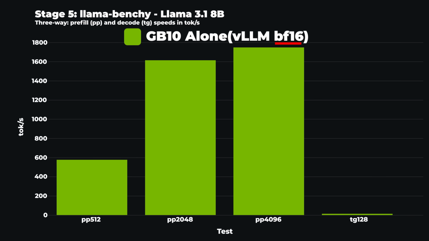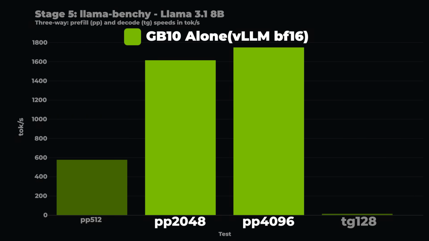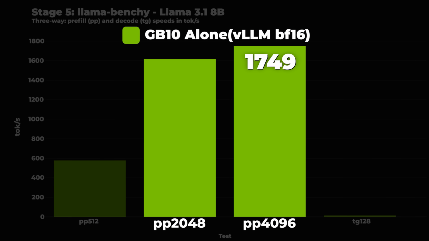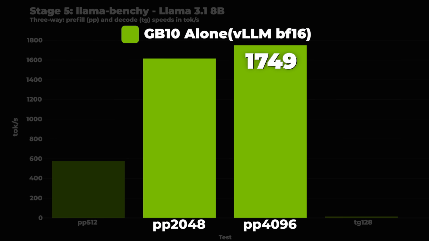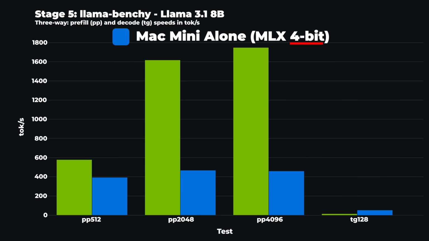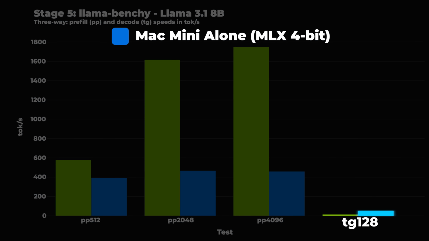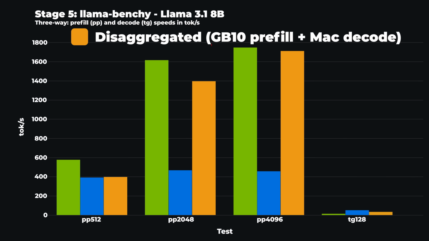So we have 3 configurations. GB10 alone in BF16. By the way, along the bottom, I have different prompt processing lengths. So you can see that PP2048 and PP4096 have the best throughput, up to almost 1800 tokens per second there. Then I ran Mac Mini alone in 4-bit, quite a bit lower there, but token generation down here is much faster, as you can see. And finally, disaggregated: GB10 prefill plus Mac decode.